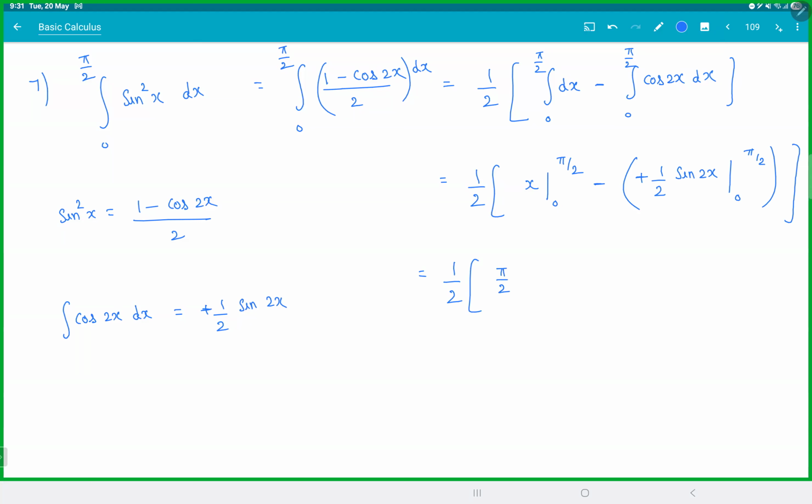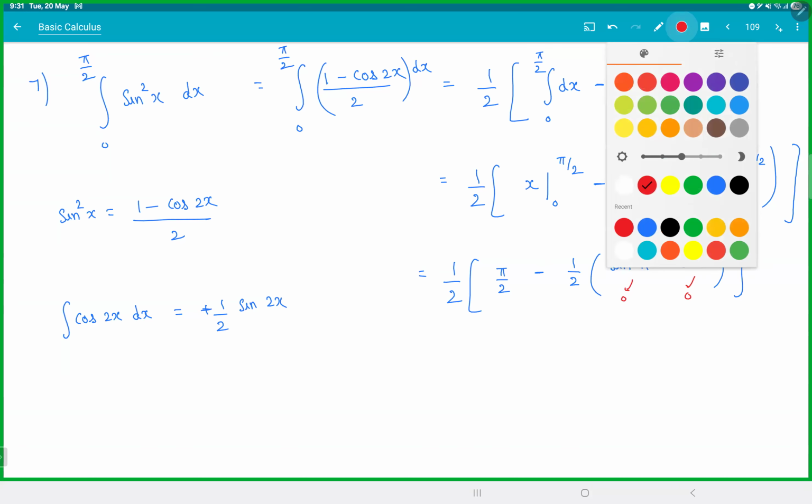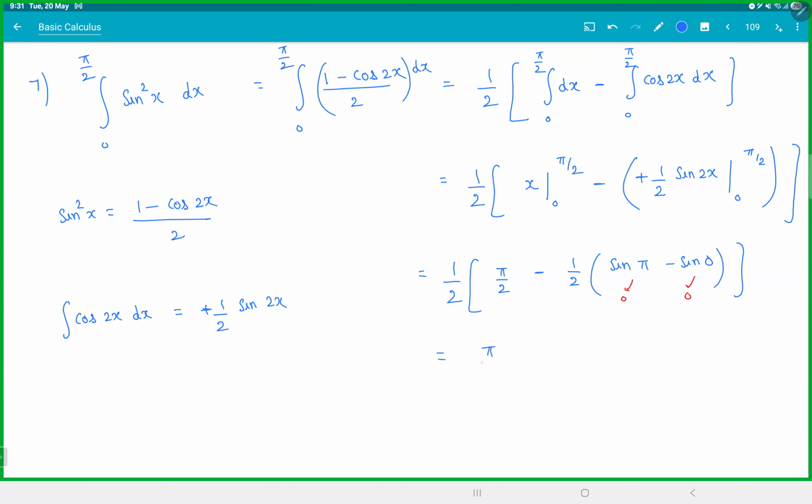See, those silly mistakes happen. But luckily, I would have been lucky actually, because that term would be 0. Still, it's a mistake. So substitute the value there. That will be sine 2 pi by 2 becomes sine pi minus sine 0. Sine pi is 0. Sine 0 is 0. So you end up with pi by 4. Check, that's your answer.